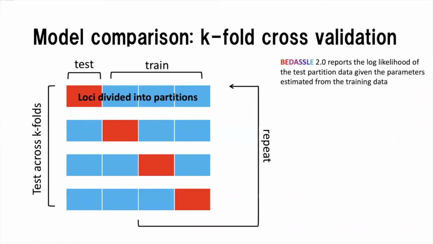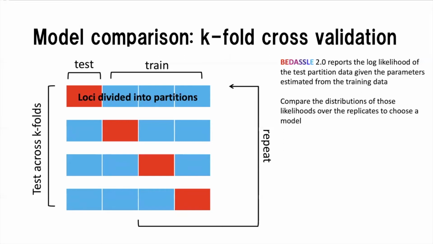And BEDASSLE reports the log likelihood of the test partition data given the parameters that you estimate from the training data sets. And then you compare the distribution of those resulting likelihoods across the replicates in order to choose the best model. And you can compare those distributions using whatever type of statistical method you like to use to compare 2 distributions. So what I'm going to show is basically just using a t-test. So not that complicated.